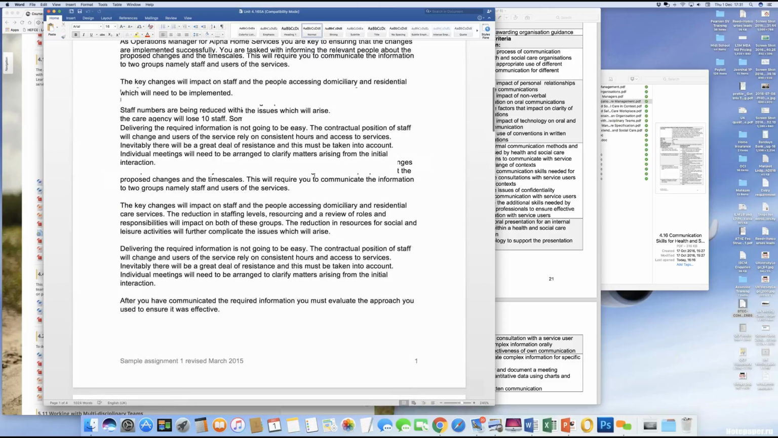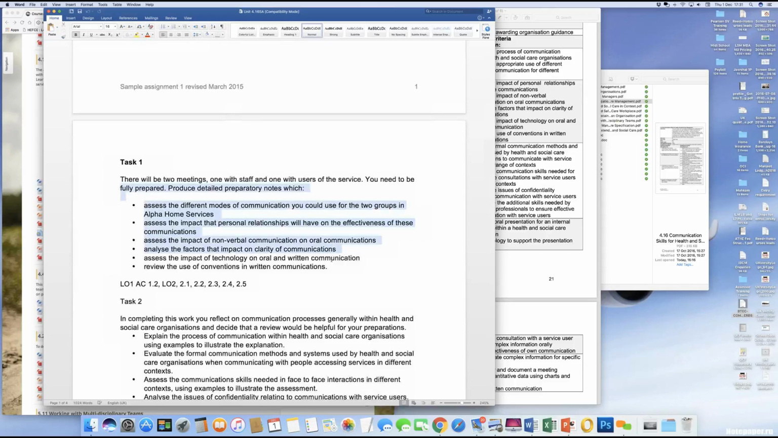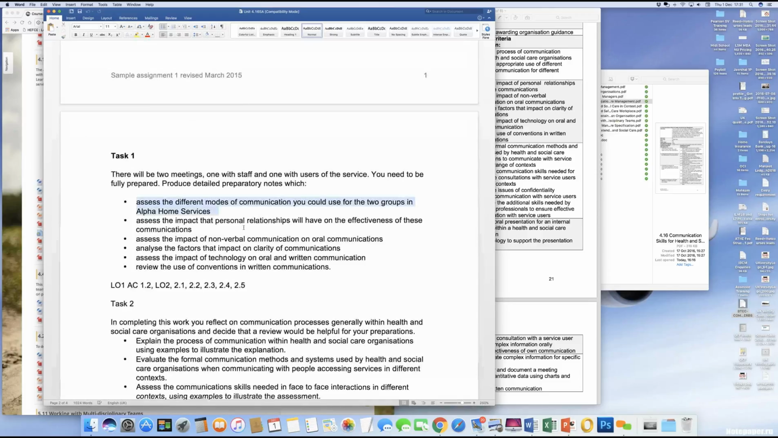And with that context, what you have to do is start to answer some of these questions or tasks given, right? And one of the things that I always look at and recommend is to read this sentence, the one that I've shaded. Can you read this sentence? Do you want me to read it now? First bullet point. Yeah. Assess the different modes of communication you could use for the two groups in Alpha Home Services.